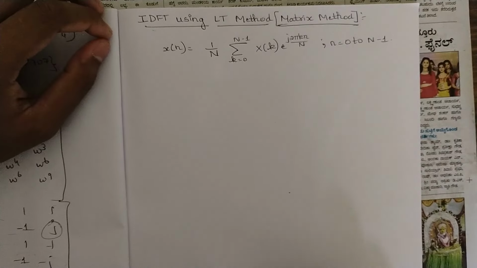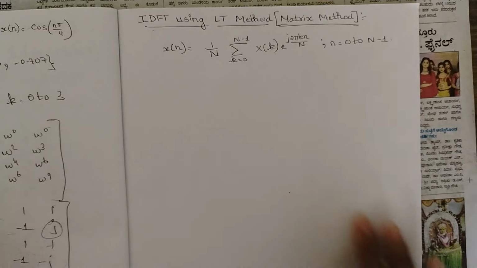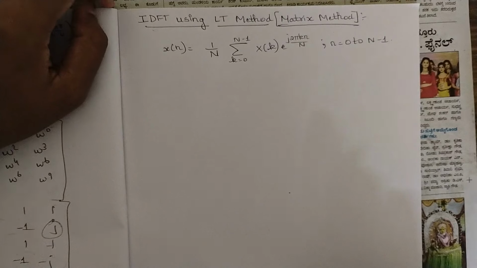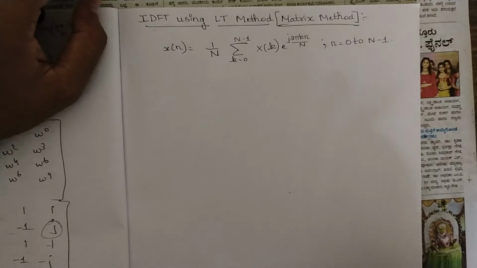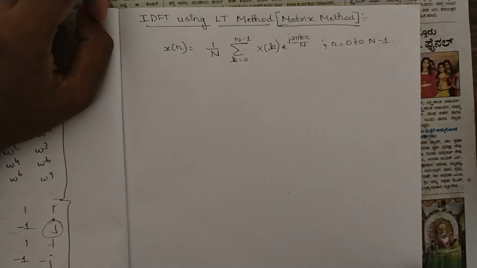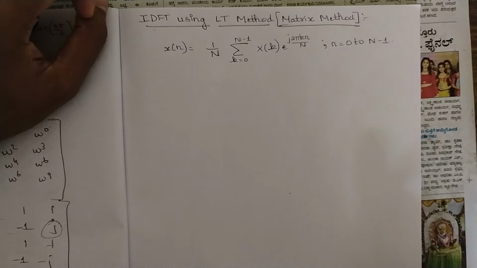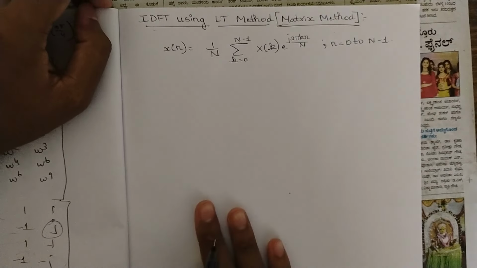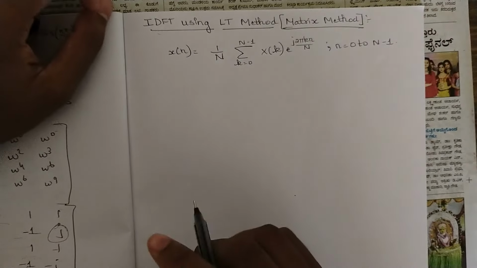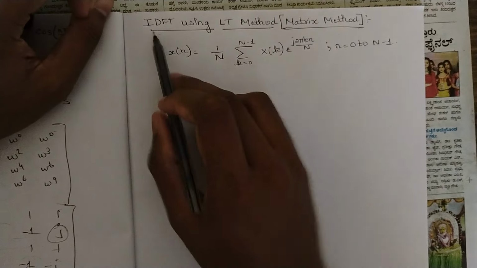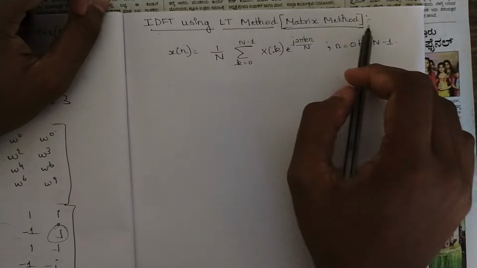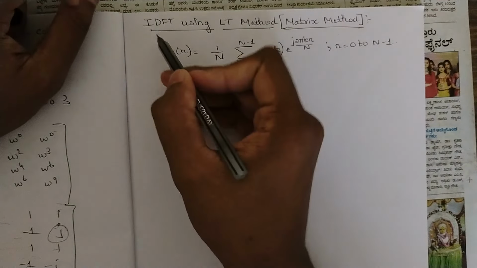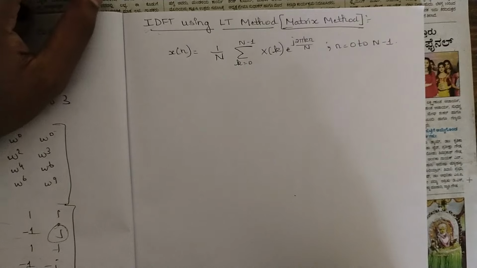So yeah, let's continue with the topics which I left in the last video. We have covered till now DFTs, IDFTs and DFTs using the matrix method, and some of the key concepts and various kinds of problems we have discussed. So in this session we are going to start with one more method, that is IDFT using the linear transformation method, LT method, or it is also called the matrix method. That is, we need to find the IDFT using the matrix method.